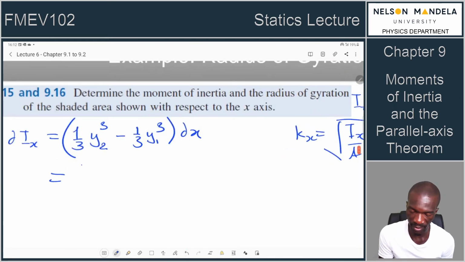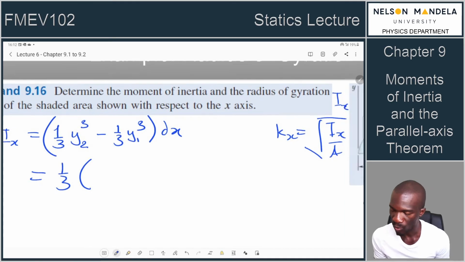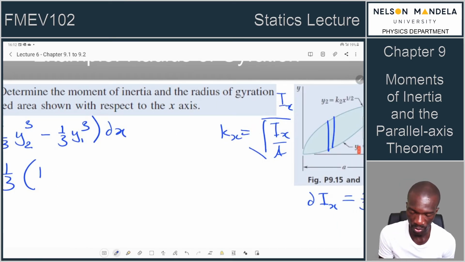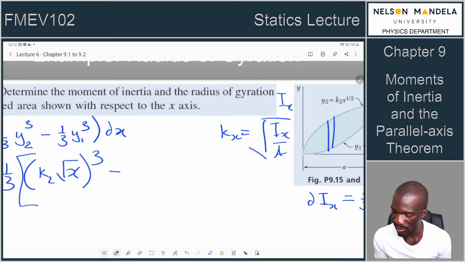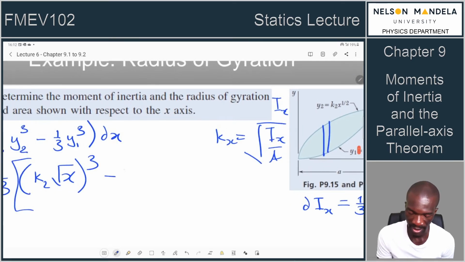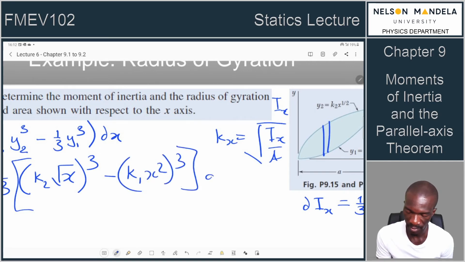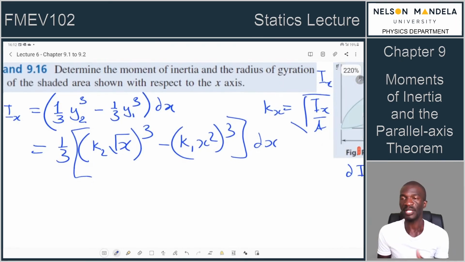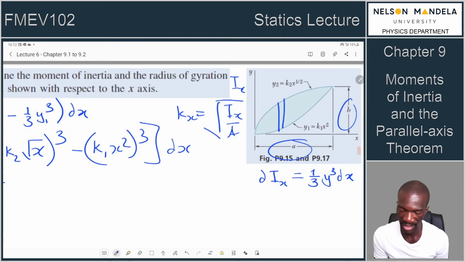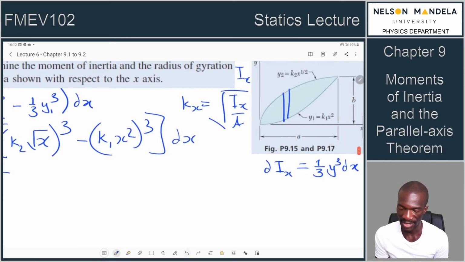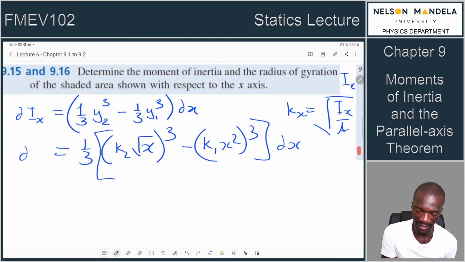So this is obviously equal to 1/3 of y2, which is k2 root of x, all cubed. So let me just do it this way. And then minus y1, we said it's k1 x squared, so that is k1 x squared all cubed with respect to x. You can express your k's in terms of the parameters a and b. Then you can find your I.